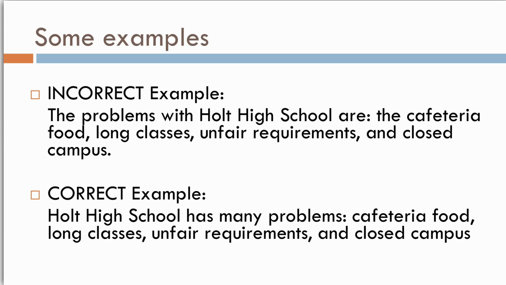This is going to show you guys the difference between having the first part be complete and having the first part be incomplete. So an incorrect example: the problems with Holt High School are the cafeteria food, long classes, unfair requirements, and closed campus. The first part of that could not stand alone. So in that case, you just wouldn't put a colon there at all. You would leave the colon out. Or you could change it to something like, Holt High School has many problems: then have your list. Holt High School has many problems could be a sentence on its own.